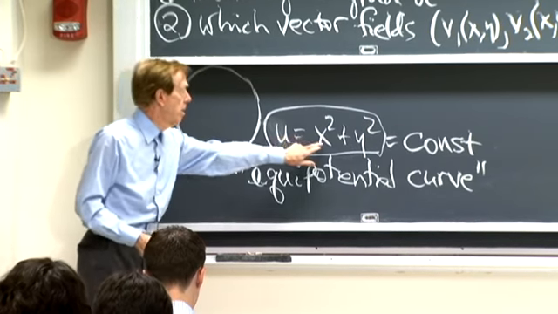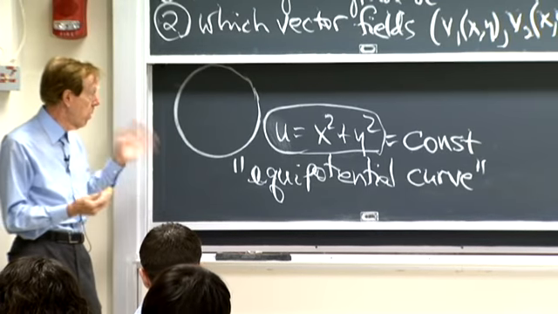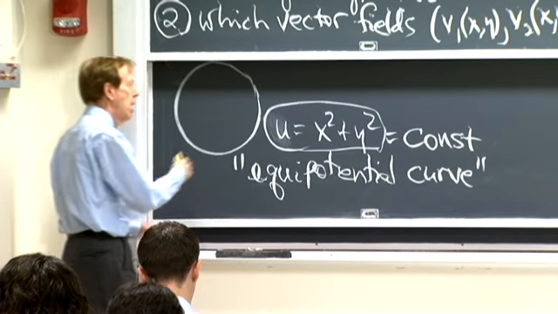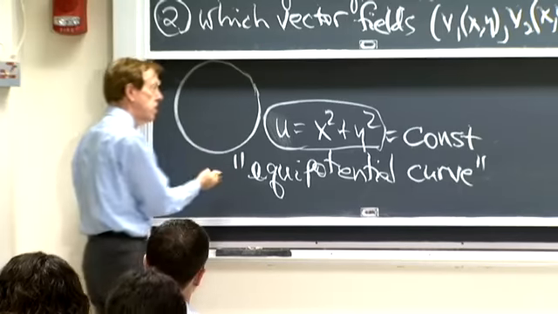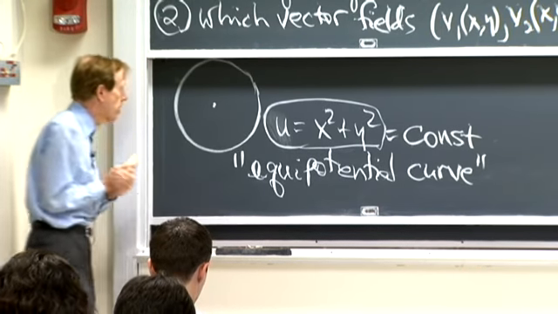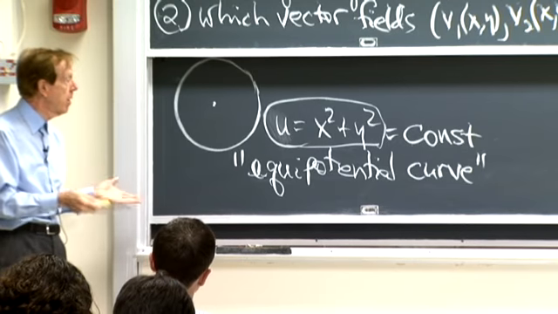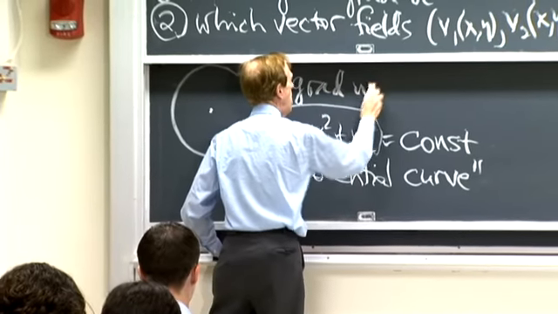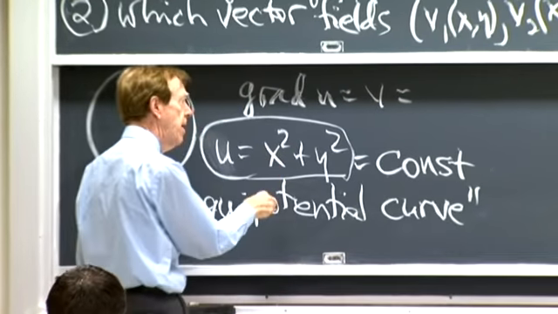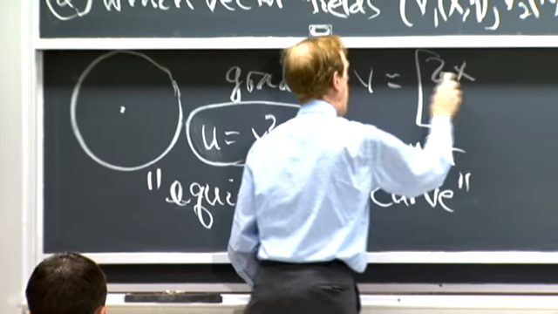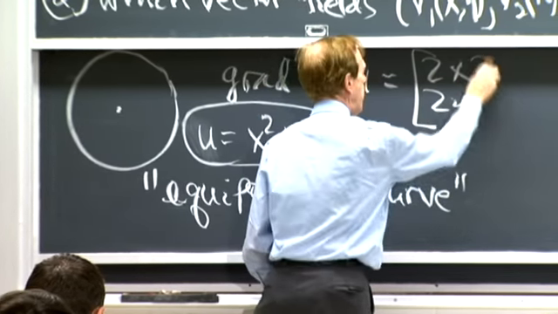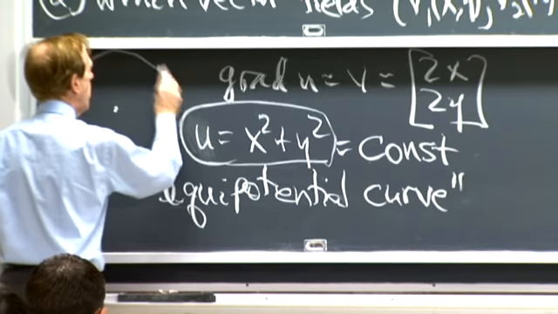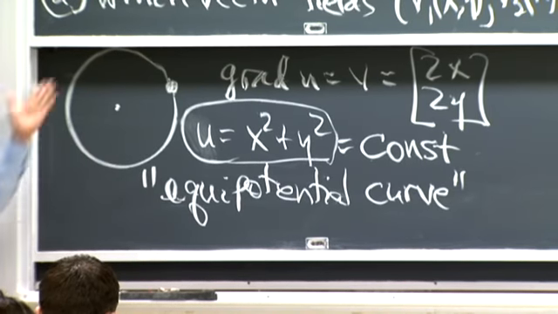And for this particular potential, this simple one to work with, x squared plus y squared, the curve is a circle. Okay, so the curve would be a circle. Okay, now what do I learn by taking the gradient? So the gradient of u, this is my v, is the x derivative, which is 2x, and the y derivative, which is 2y.